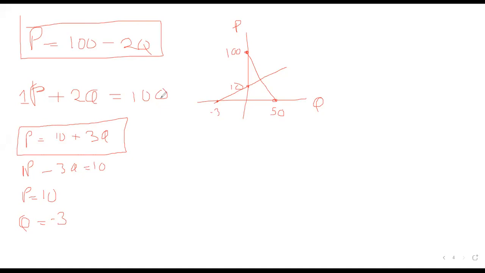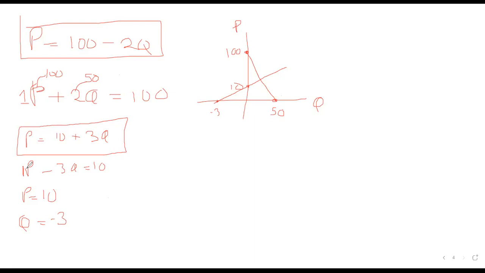So 1 into 100 is 100. So it will cut the p at what? At 100. The number that is at q is 2. So 2 into 100 is 50. So on the p, you cut at 100. On the q, you cut at 50. Is that clear? Yes. Then for the supply function, the 3, you go this side to subtract.